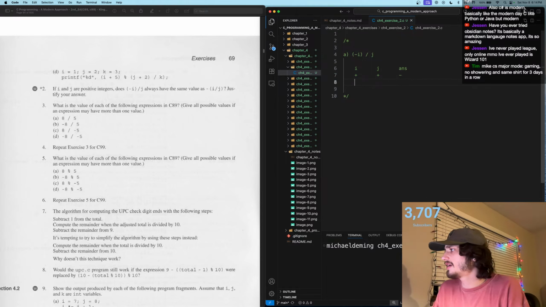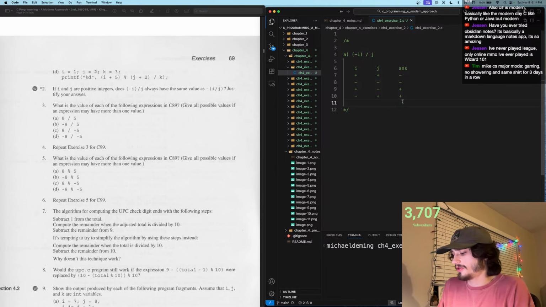Okay, if they're both negative, this would become positive, this would be negative, our answer would be negative. If this is positive and this is negative, this would be negative and this would be negative, giving us an answer of positive, right? And if this was negative and this was positive, this would become positive, this would be positive, this would give us a positive answer.